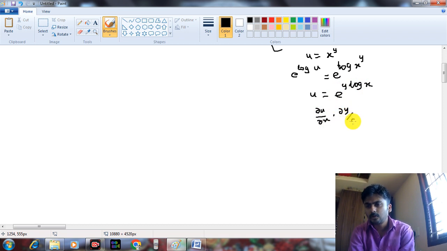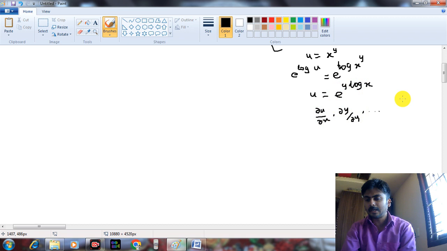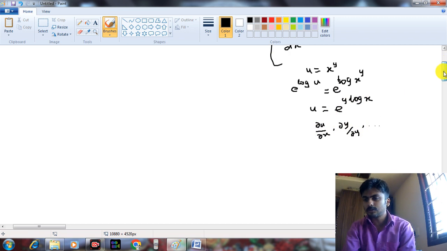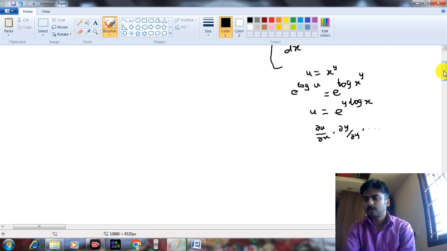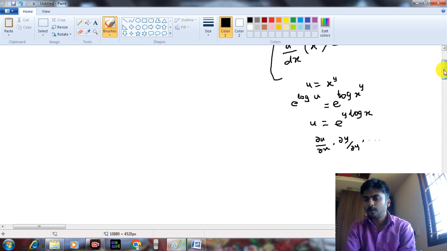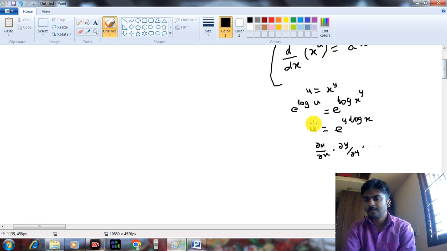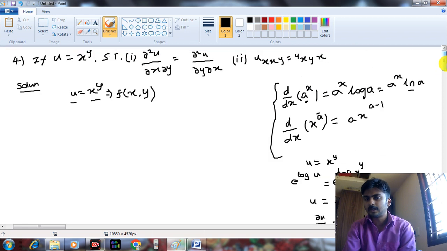Okay, ∂u/∂x, ∂u/∂y, etc. But I am not going to use this kind of format. I am not going to use this kind of solving of a problem. I am going to take simply, so here we have taken both e and log simultaneously, but here I am going to take only log.